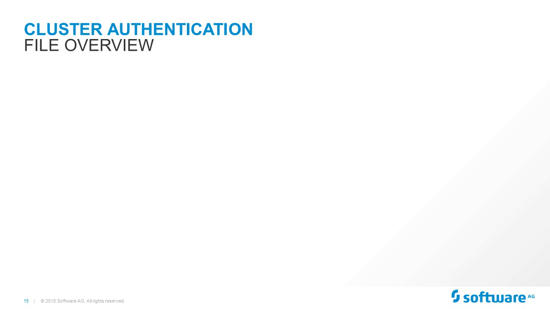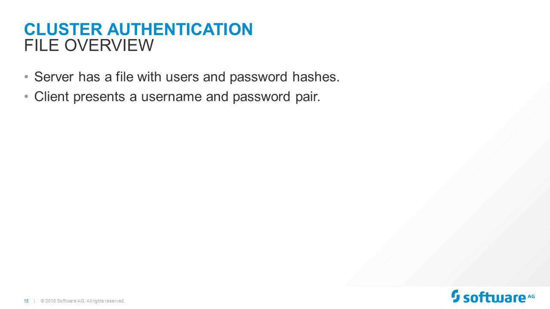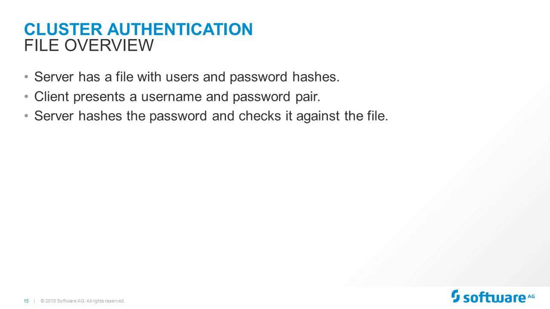Now if we're configuring file-based authentication, we create a file on the server with a list of users and their password hashes. On each client we have a matching username and password pair, and when the client sends the username and password pair to the server, the server hashes that password and checks it against the file.